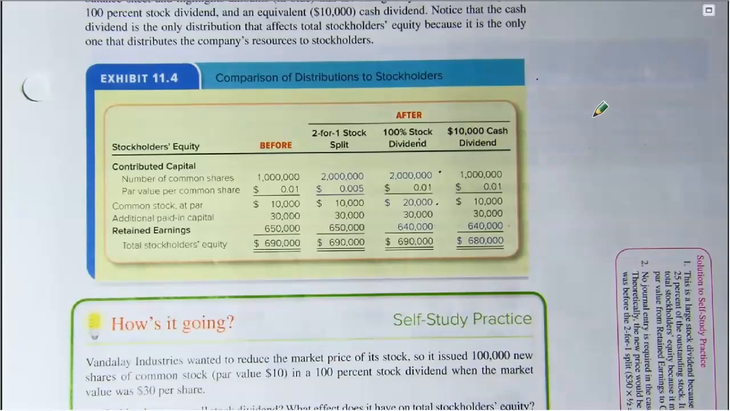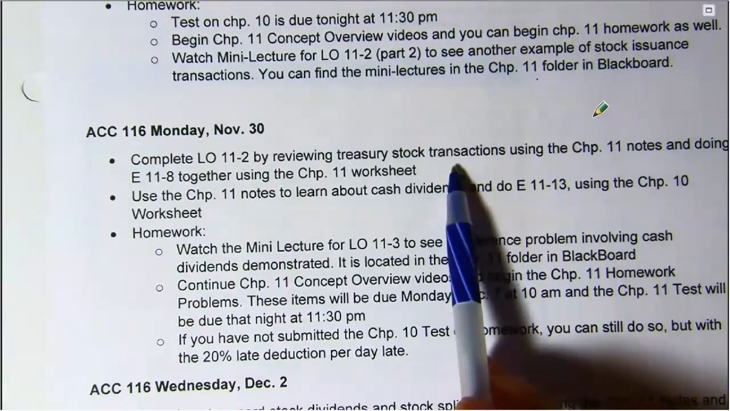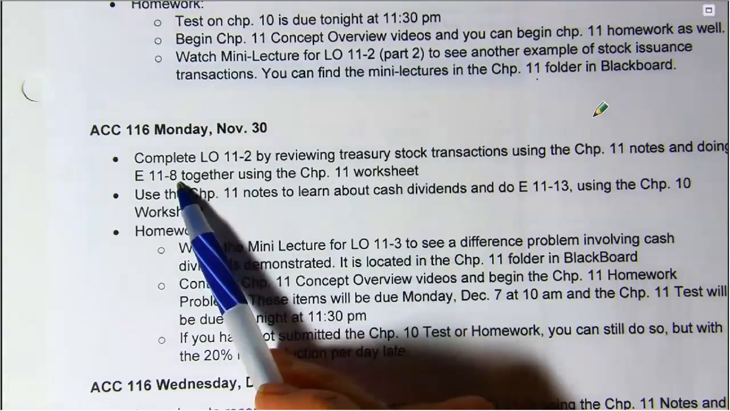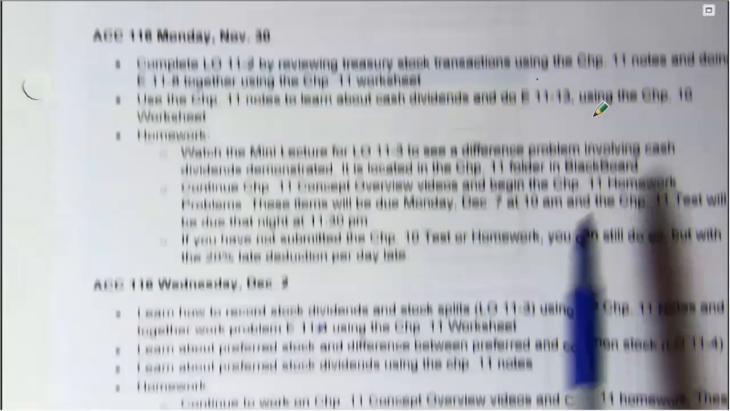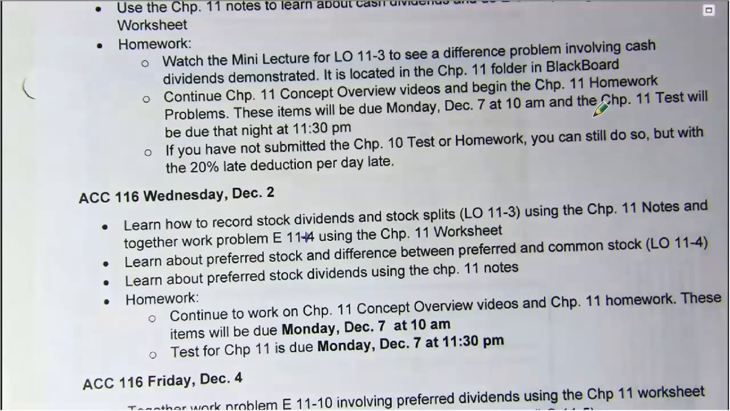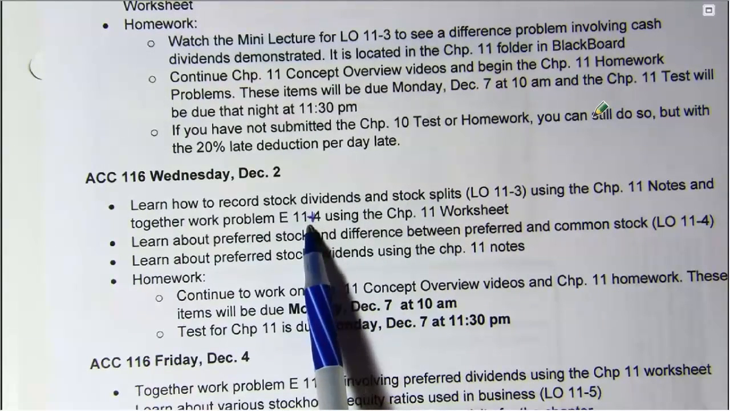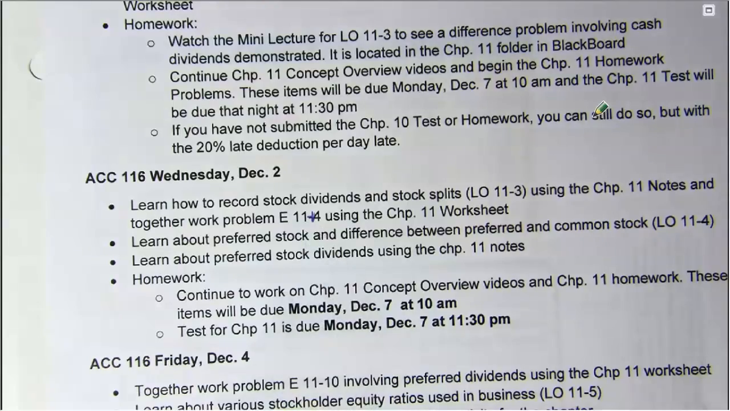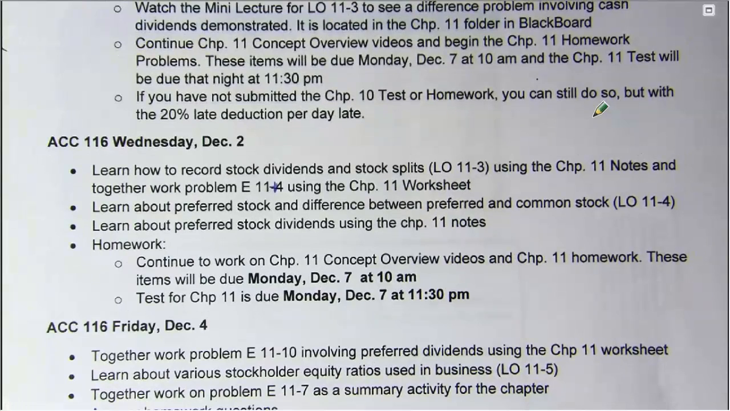Okay, so we are going to call it quits for the day. What we did today is we went over treasury stock transactions. We did 11-8. We then went over cash dividends. We did 11-13. And actually, we did this part of learning outcome 11-3. We did stock dividends and stock splits. We're going to start Wednesday by going right into that problem and then learning about preferred stocks. So please, if you have not yet, start your Chapter 11 concept overview videos and your Chapter 11 homework.